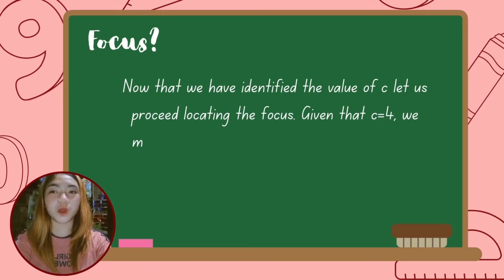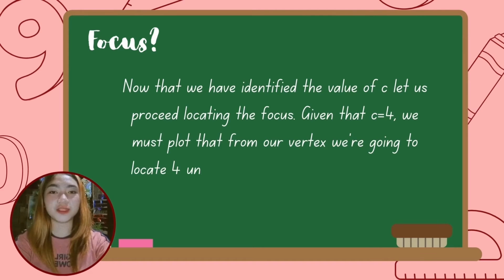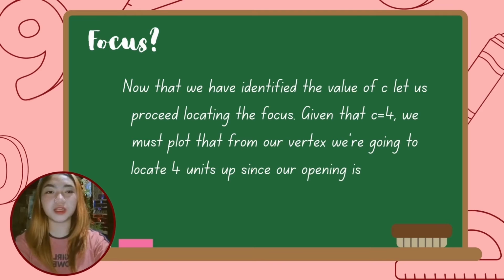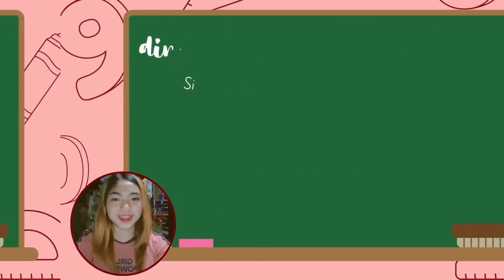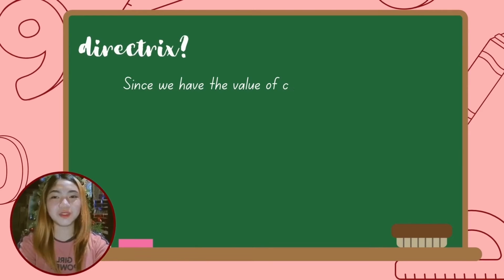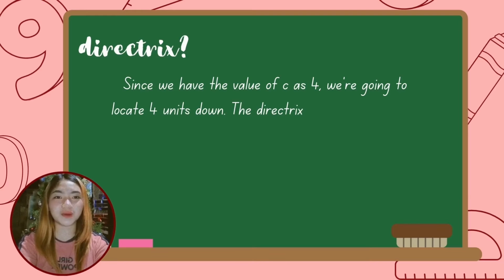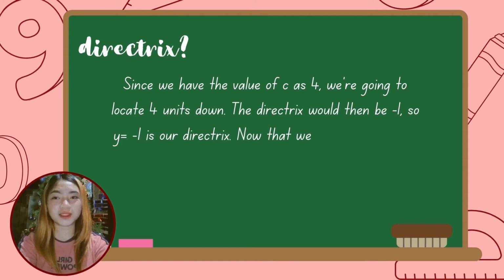Given that c equals 4, we must plot from our vertex 4 units up, since our opening is upward. So our focus is (negative 1, 7). Next is the directrix. Since we have the value of c as 4, we're going to locate 4 units down. The directrix would then be y equals negative 1.